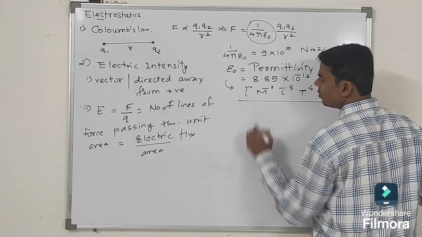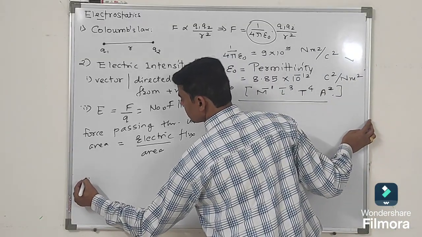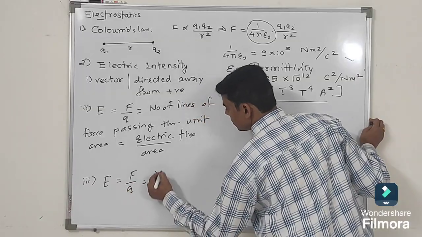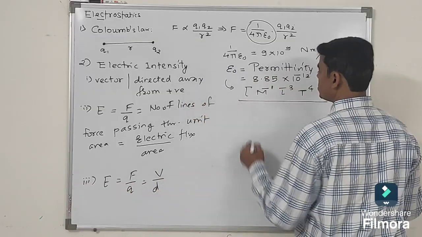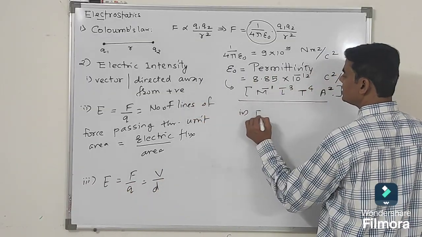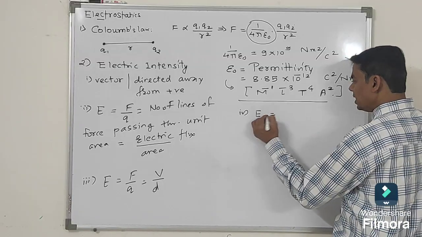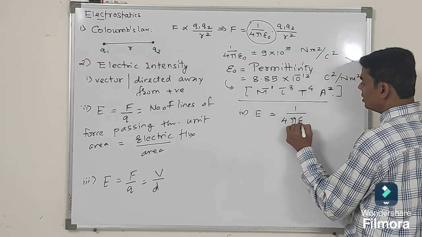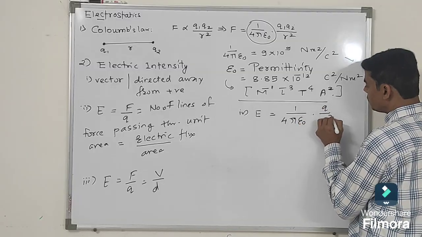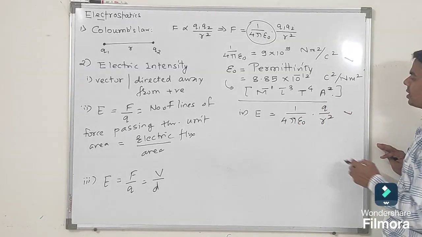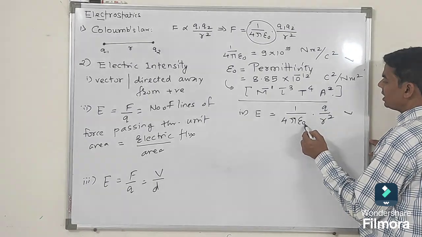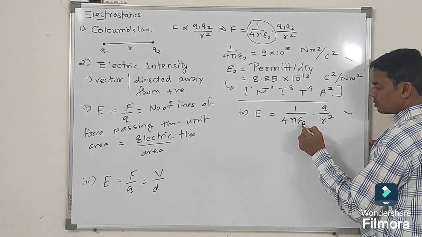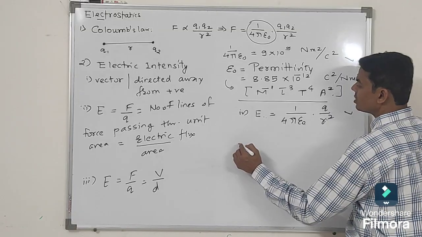Then we have different formulas for electric intensity. Electric intensity is equal to force upon charge, it is equal to electric potential upon distance. Then electric intensity at any point situated near a charged sphere: electric intensity at a distance r from charge q is E is equal to 1 upon 4 pi epsilon 0 q upon r square.